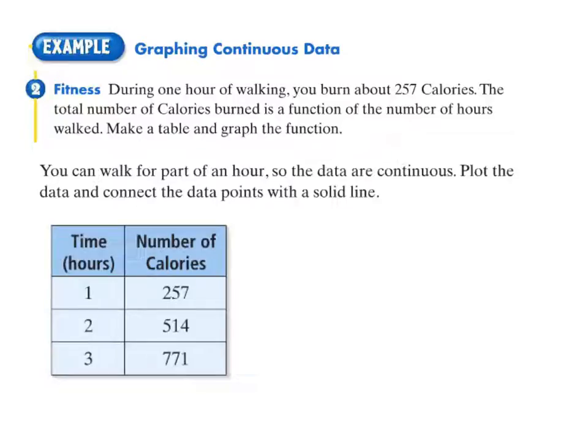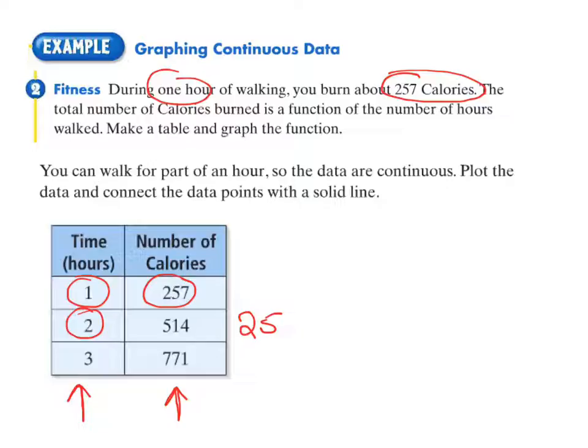Let's plot the data. The time in this column and the number of calories burned in this column. So for 1 hour, you burn 257 calories. For 2 hours, you burn 257 times 2, which is 514 calories. For 3 hours, you burn 257 times 3, which is 771 calories. So we plotted the information in the form of a table.